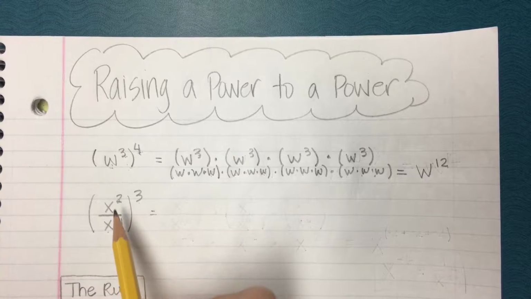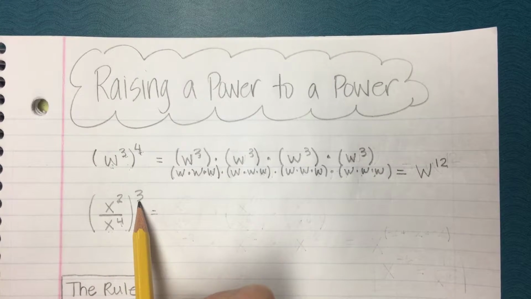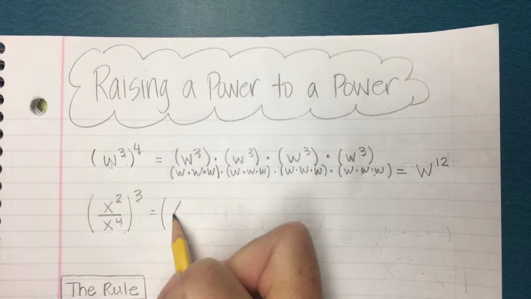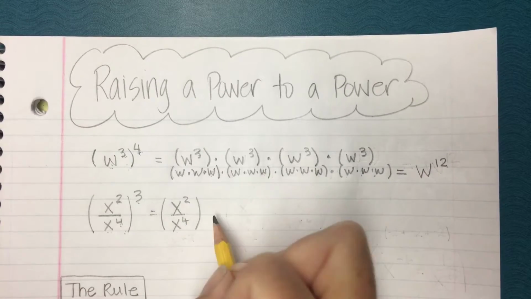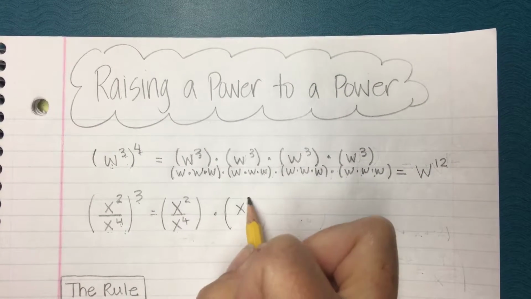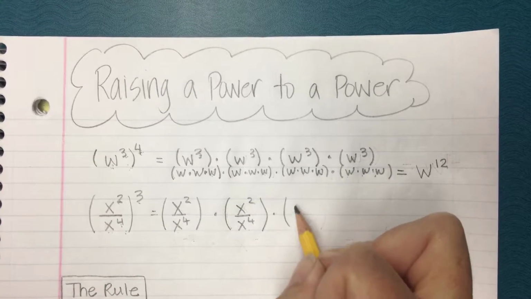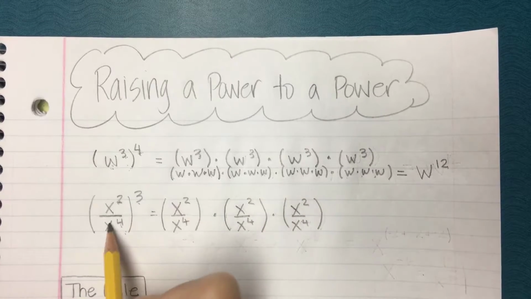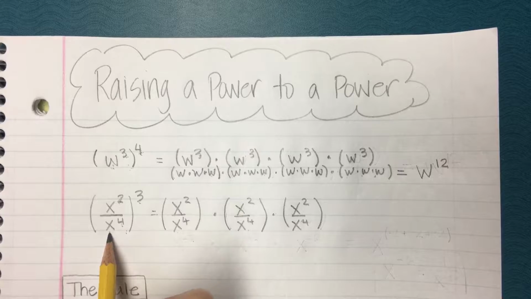Okay, let's go ahead and check what happens when we have a division problem. Now I have x to the second divided by x to the fourth, all raised to the power of 3. That means I need 3 of these. So I have x to the second over x to the fourth times x to the second over x to the fourth times x to the second over x to the fourth. Now I have 3 sets of x to the second divided by x to the fourth.